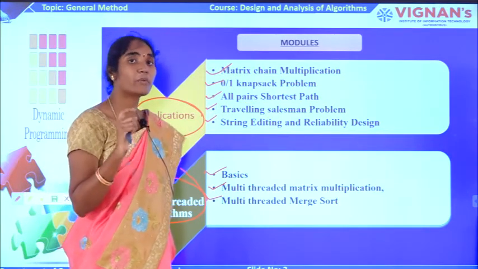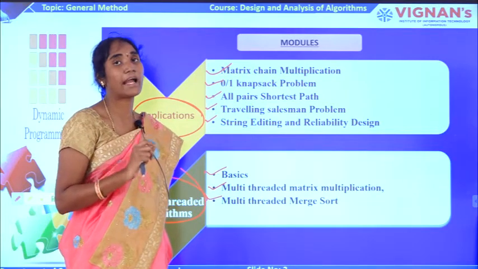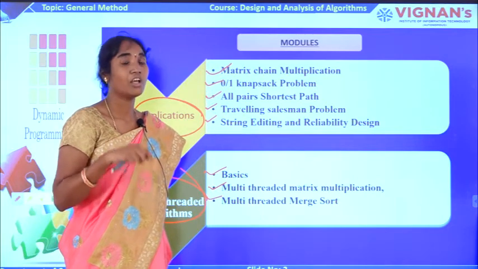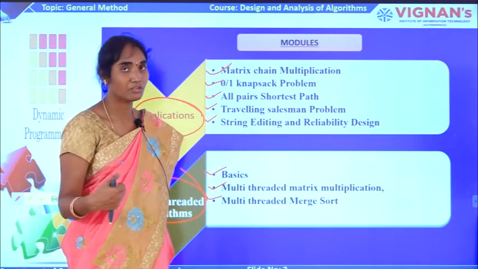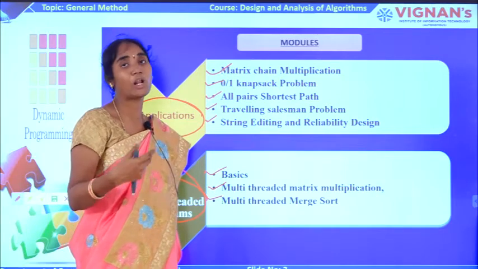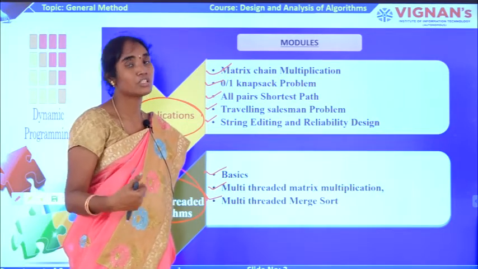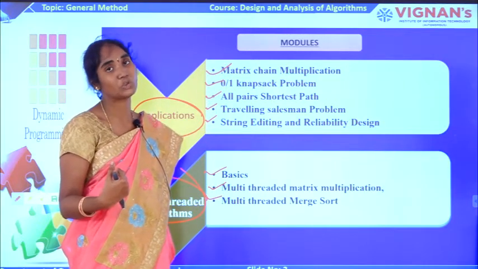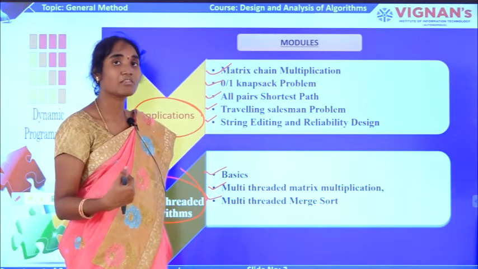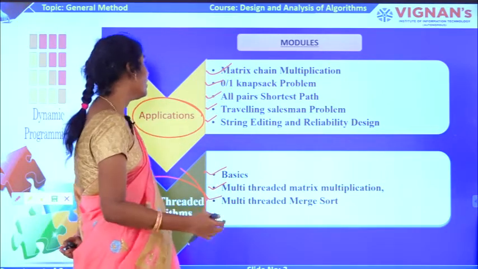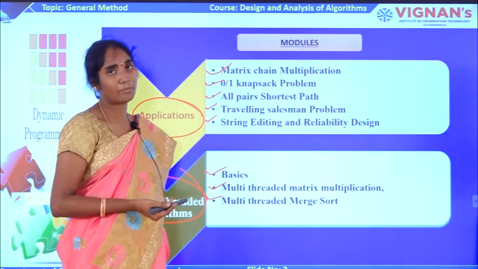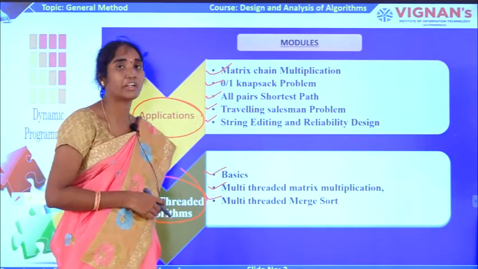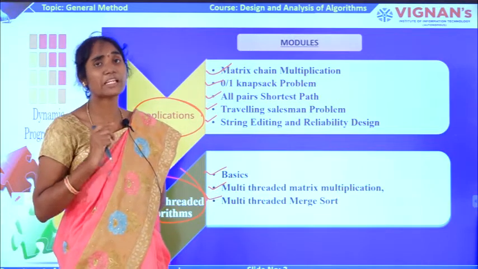Here in 0/1, 0 stands for the item not being taken, and 1 stands for the item being taken into the knapsack. That's why the name itself is 0/1. Either I take the complete item or I reject the complete item. Previously it was the greedy knapsack, and now it changes to the 0/1 knapsack in this unit. We will also learn more applications: all pair shortest path, TSP, reliability design and string editing.